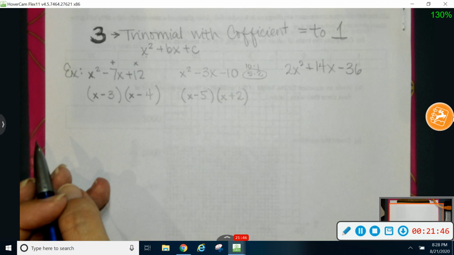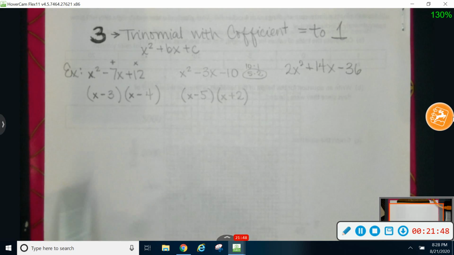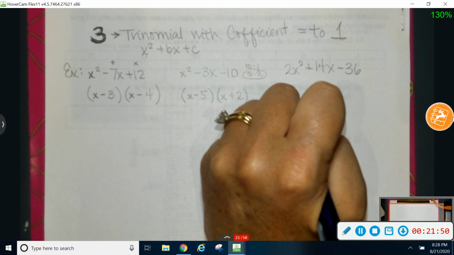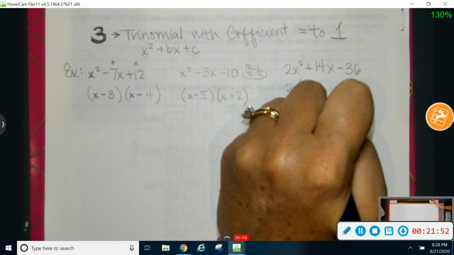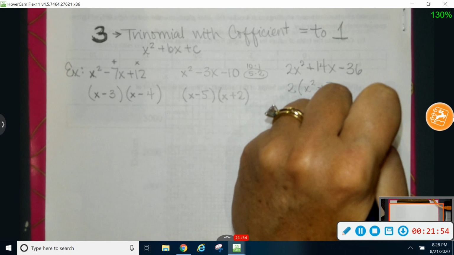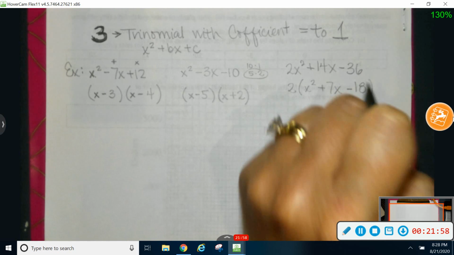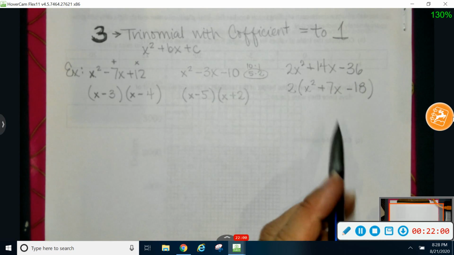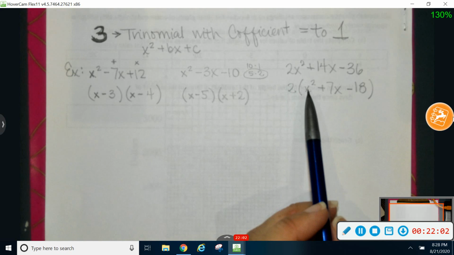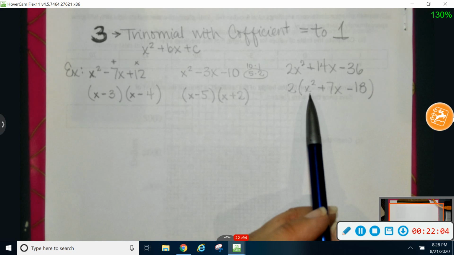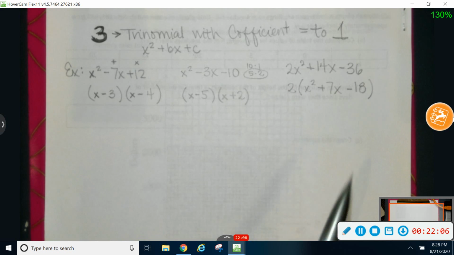First rule of factoring. Always look for a GCF. So it looks like I can take out a 2 this time. And I just shrunk down to x squared plus 7x minus 18. Now I went from something that had a coefficient in the front to something that's not, and it will turn out that we probably like these a little bit better.